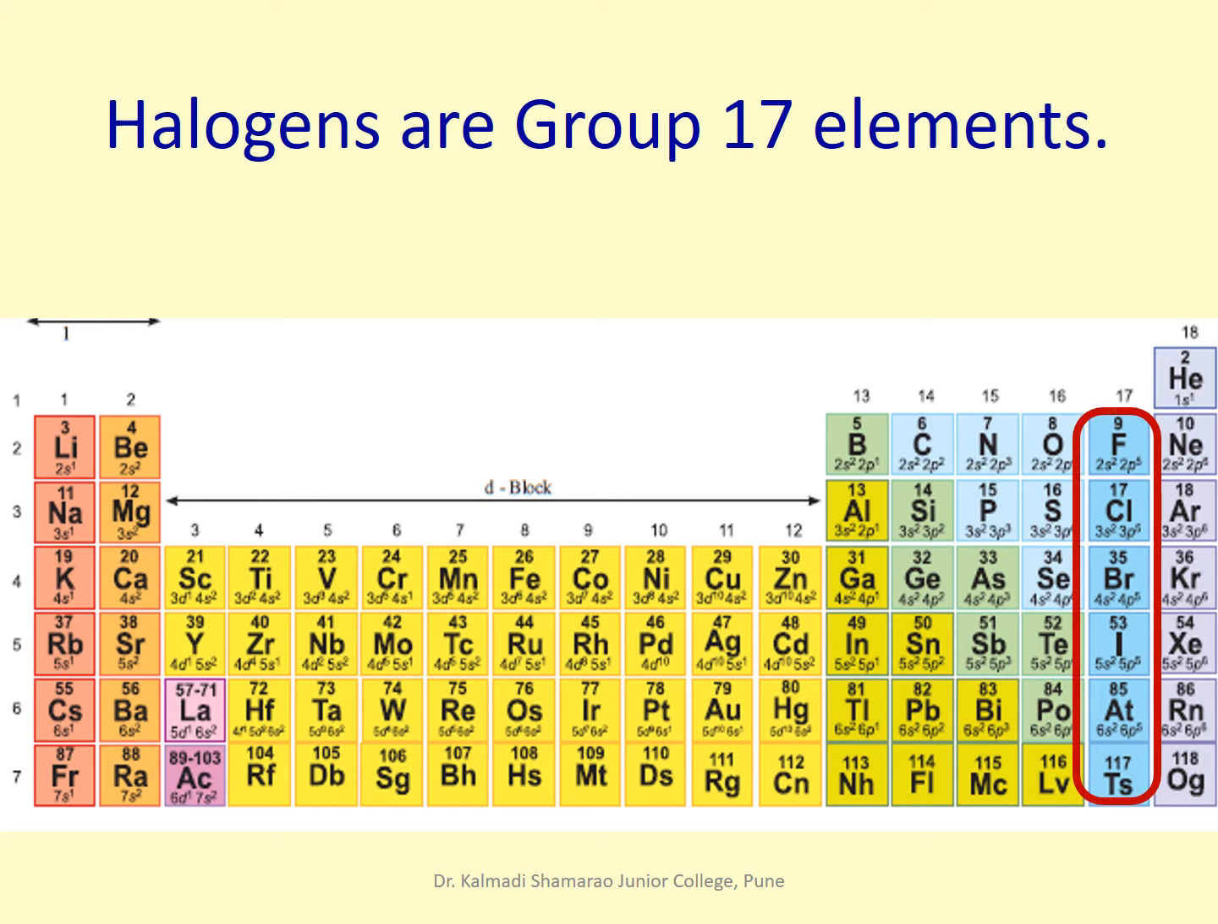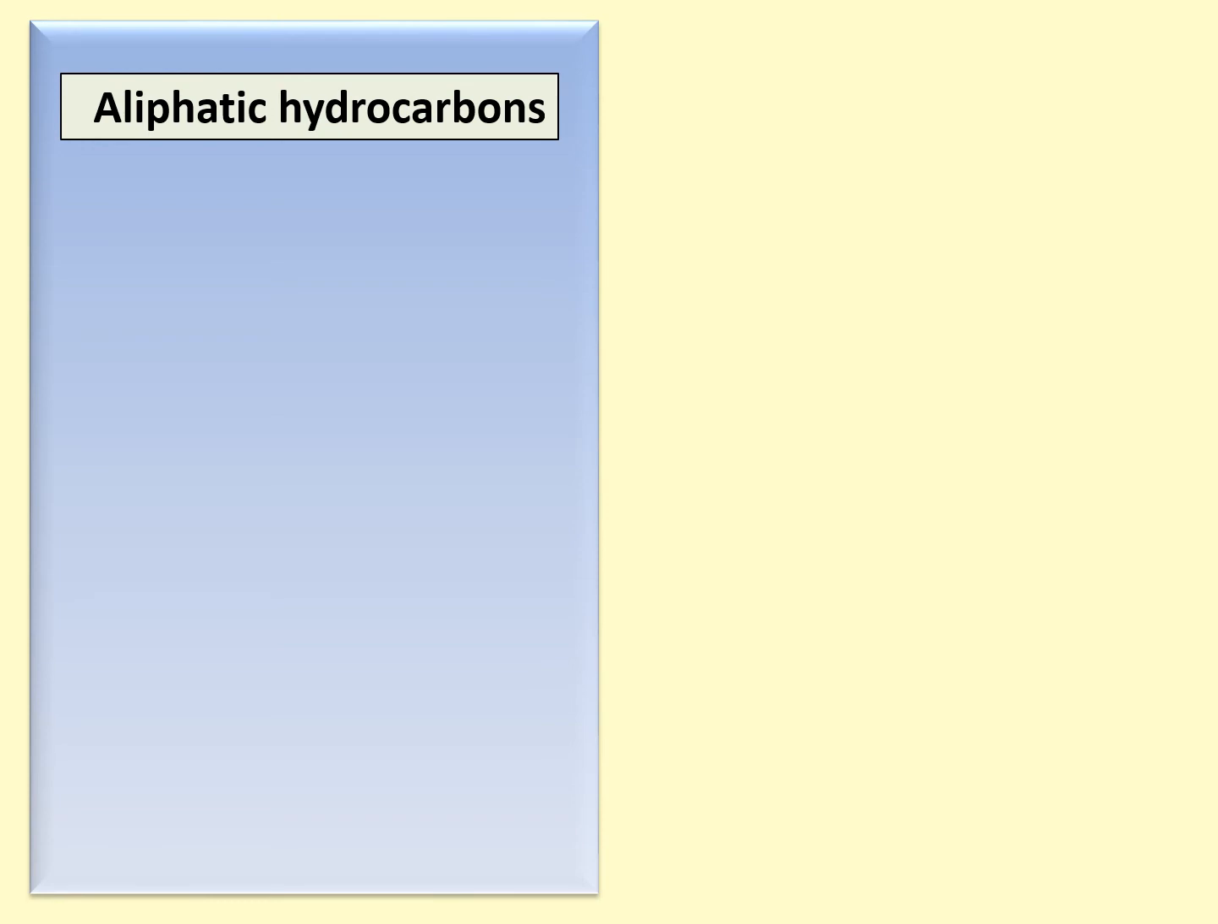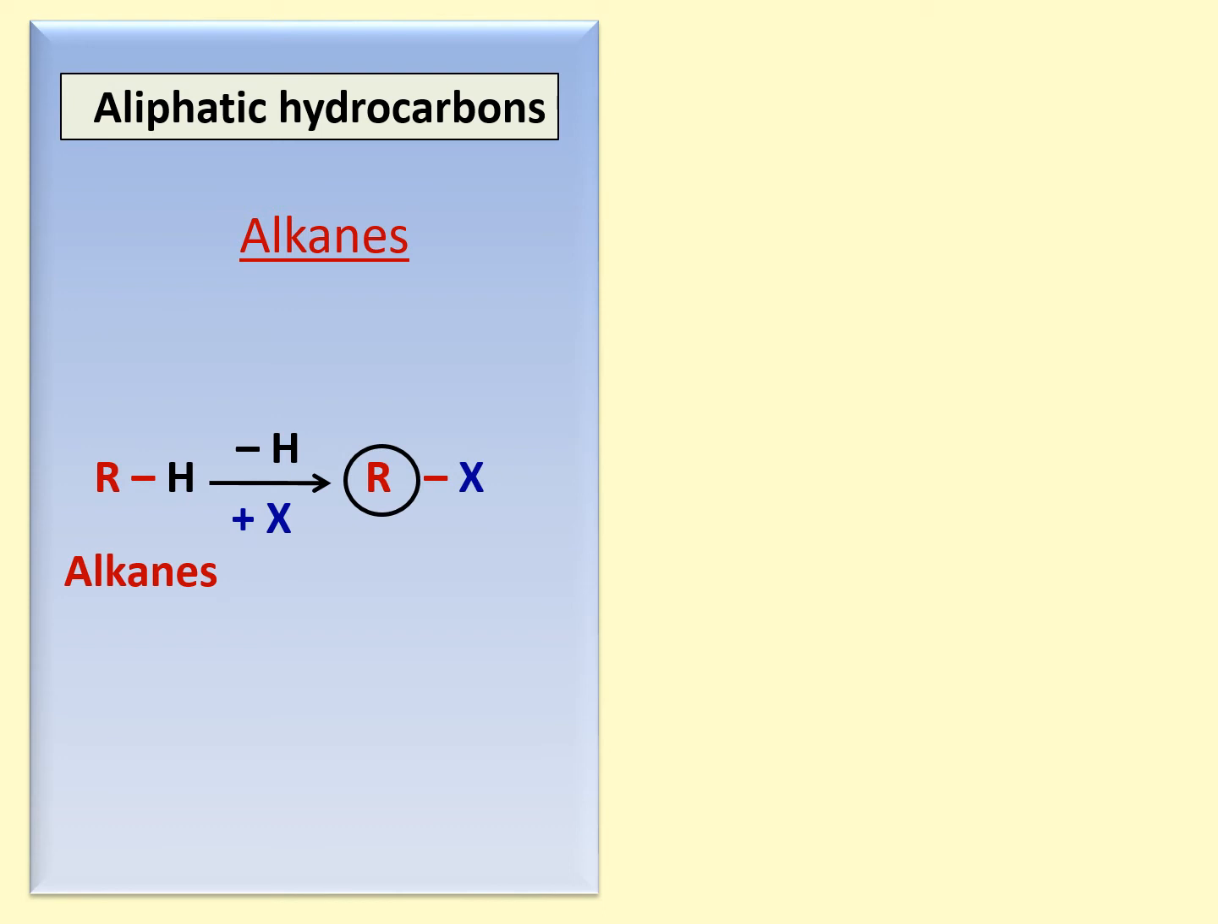Group 17 elements which are commonly found in organic compounds are fluorine, chlorine, bromine and iodine. The parent family of organic compounds is hydrocarbons. Let us first consider aliphatic hydrocarbons. When one or more hydrogen atoms in an alkane are replaced by halogen atoms, haloalkanes are obtained. R is termed as alkyl group. Haloalkanes are commonly called as alkyl halides.